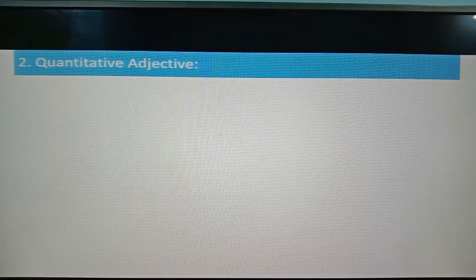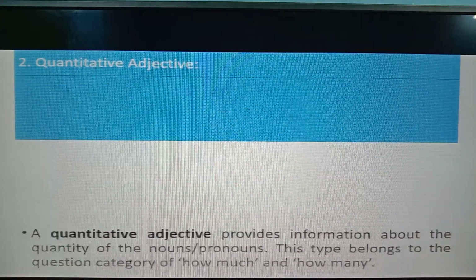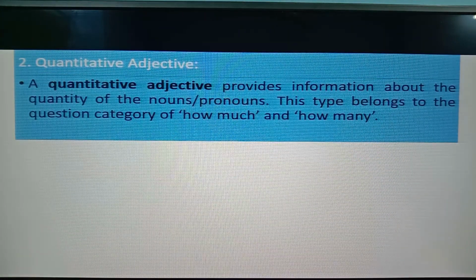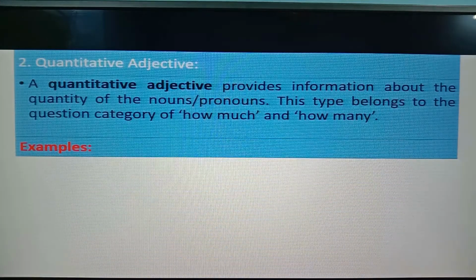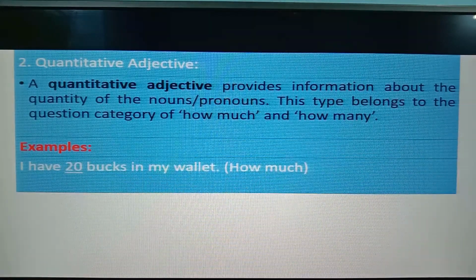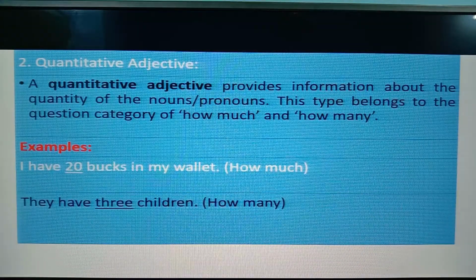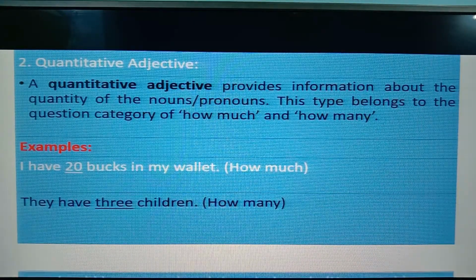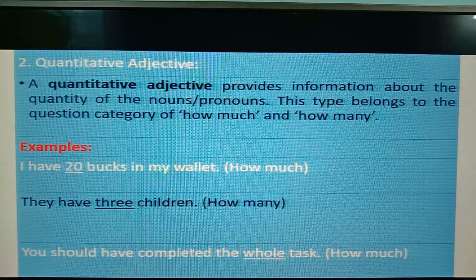Number 2, quantitative adjective. A quantitative adjective provides information about the quantity of the nouns or pronouns. The type belongs to the question category of how much and how many. Examples: I have 2 bucks in my wallet. How much? They have 3 children. How many? They should have completed the whole task. How much?